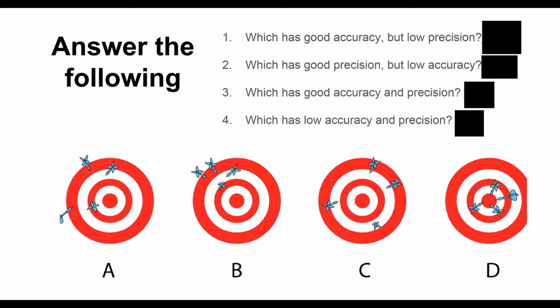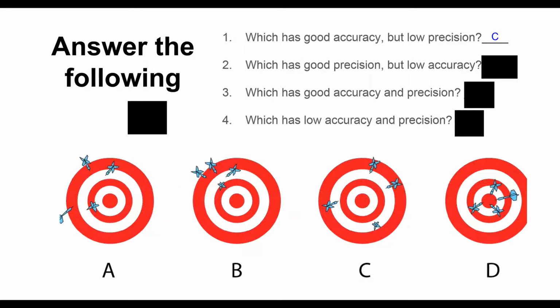All right, so now let's answer the following questions to see how well we're understanding this. We have 4 targets, A, B, C, and D, and we have to answer a couple of questions about them. Question number 1, which has good accuracy but low precision? Take a second to pick which one you think that is. All right, which one has good accuracy but low precision? The best answer, letter C.